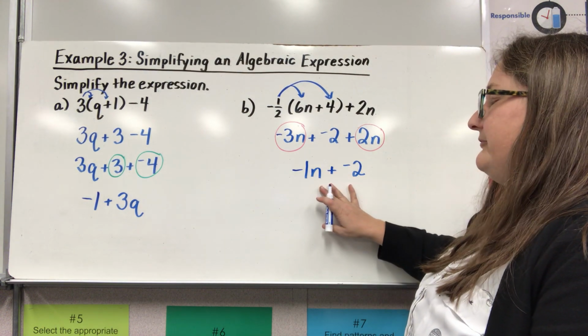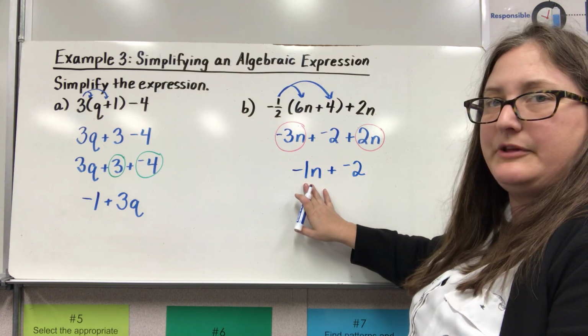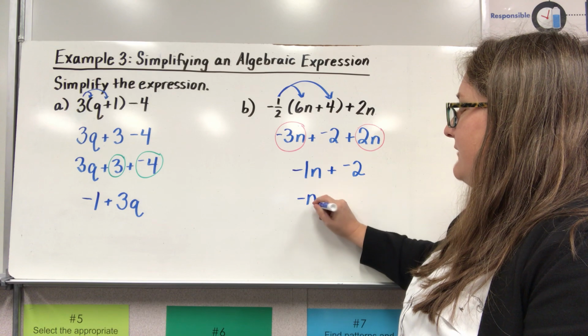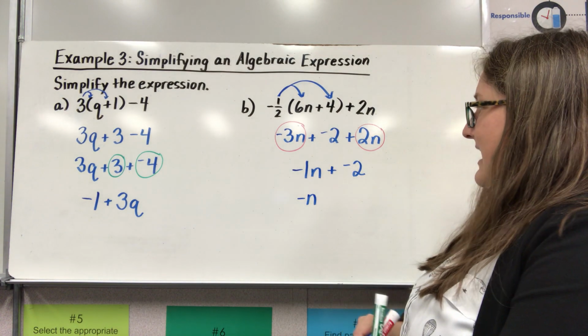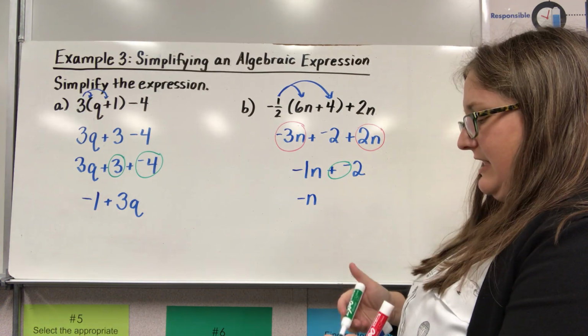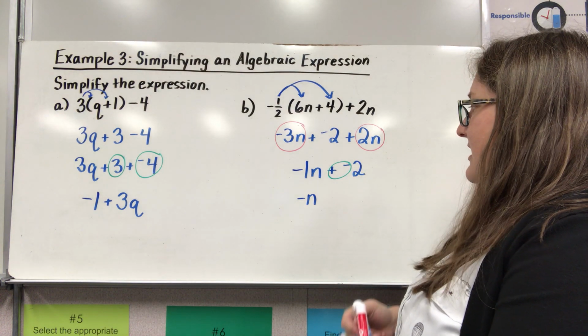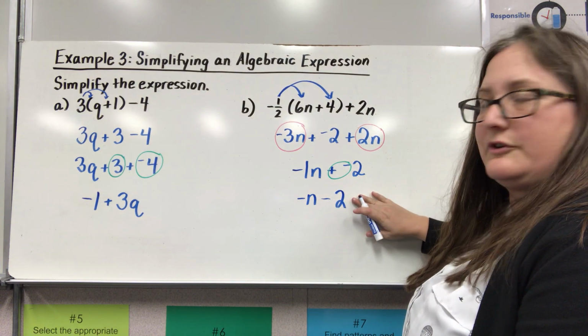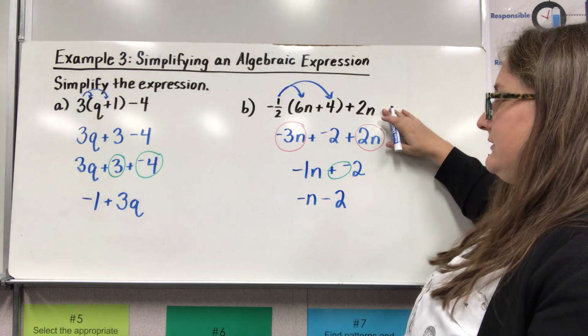There's a little more simplifying I can do here. I don't really need to keep this 1. I call it the ghost 1. It can disappear. This can just be written negative n. And since I'm adding a negative here, I can also simplify this. When I'm adding a negative, I'm just subtracting 2. So here's my simplified version of my original expression.